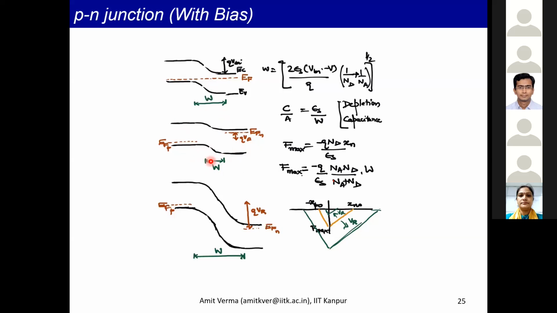Sir, I can guess one thing in forward biasing. So current will flow from N-side conduction band to the P-side conduction band. No, see, not current. Electrons. Electrons are going from N side to P side. So current will be in the opposite direction.